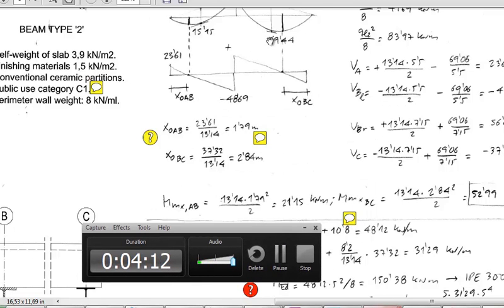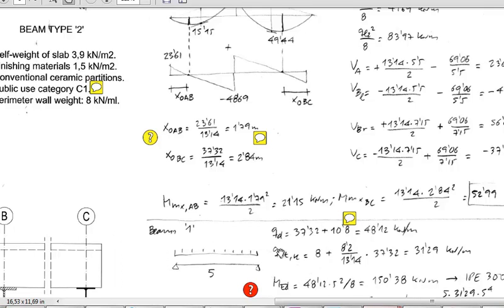So we have the dead load, G, which is equal to 3.9 plus 1.5 plus the one here that we said before, and this is 6.4, right? 6.4. And the Q, which is this, use public use category C1. If you check the table that's given, that's equal to 3, but that would depend on what type of building it is. But that's 3. So these are the characteristic values with a K here.